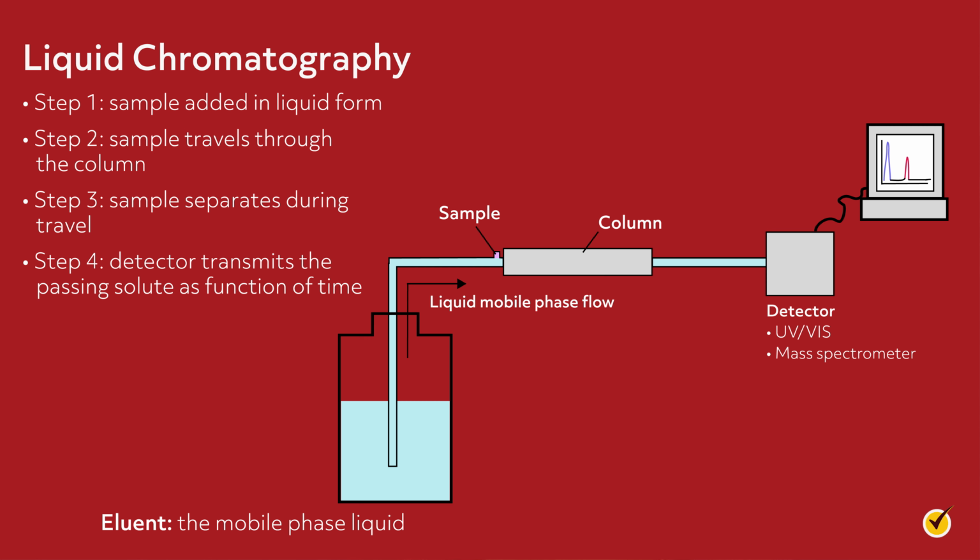LC procedures often call for the composition of the eluent, the mobile phase liquid, to be adjusted. The properties of the eluent significantly alter how long solutes stay in the column and can be adjusted to slow down or speed up the process. It is essential to find a balance in solute speed. If the solutes travel too quickly, then they won't separate enough. But if they travel too slowly, then the signal may be too weak to be detected.